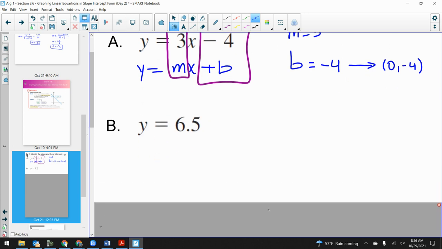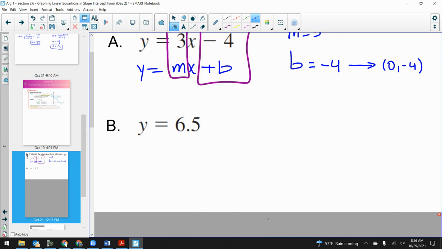Okay, well, what if I have this? Can anybody tell me what type of line that is? It's a horizontal line. So we know that right off the bat. Let's try to put it into slope-intercept form. Oops, I don't need a B. I need 6.5.